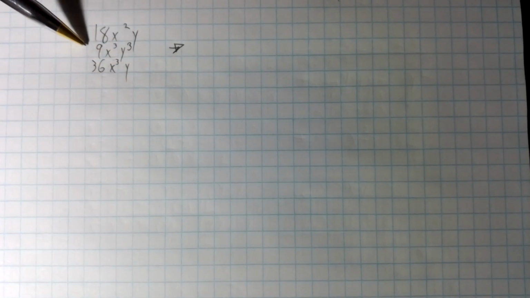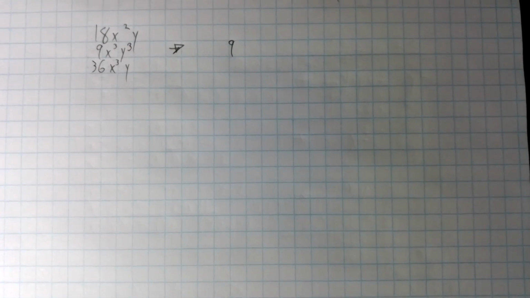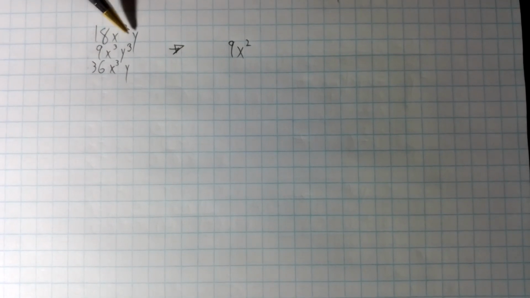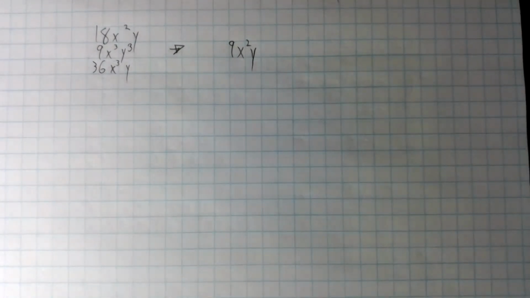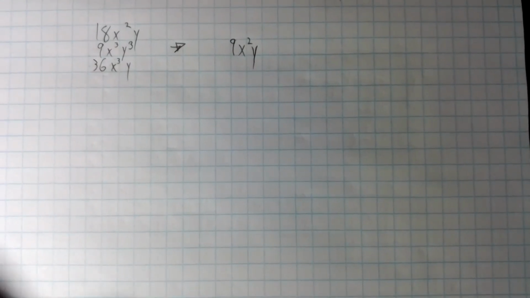Looking at these numbers, I know a 9 will work. As far as x's, I have 2 x's in each. And then for my y's, there is at least 1 y in each of these factors. So 9x squared y is my greatest common factor for these multiples.